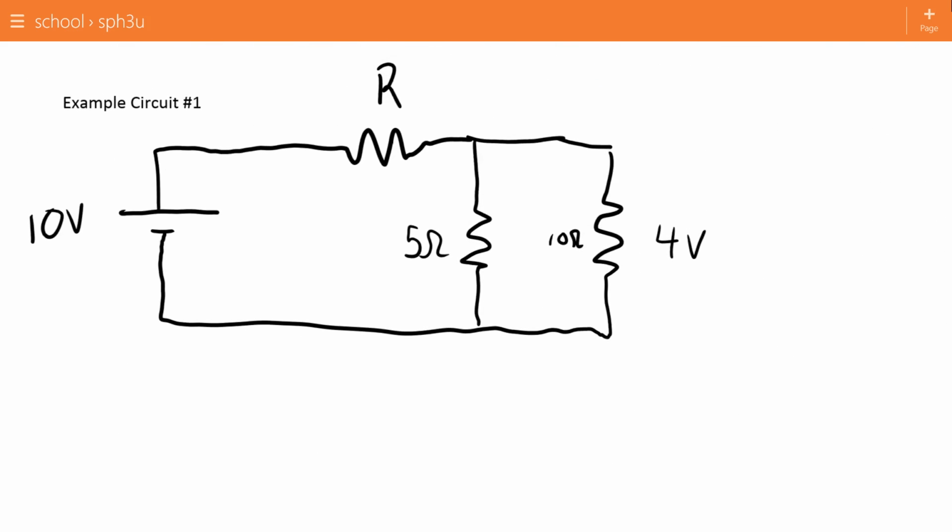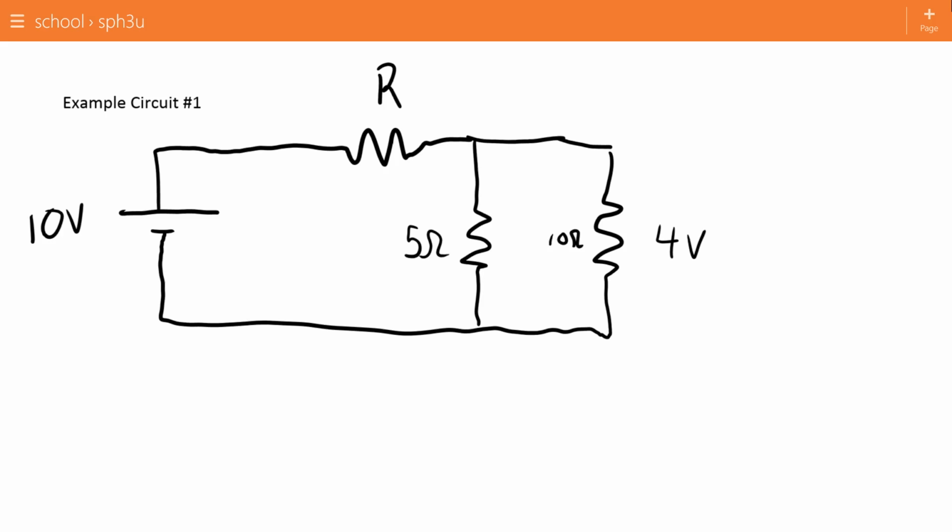Alright, let's look at this circuit here and let's see if we can use Kirchhoff's current and voltage laws to figure out what the unknown resistance is. We're just going to do a couple example problems like this, and then that'll be it for this video.